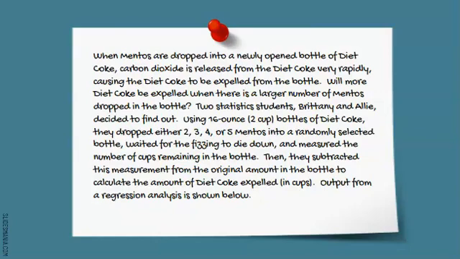Two stat students, Brittany and Allie, decided to find out. Using 16-ounce bottles of Diet Coke, they dropped 2, 3, 4, or 5 Mentos into a randomly selected bottle, waited for the fizzing to die down, and then measured the amount of cups remaining in the bottle. When they subtracted this measurement from the original amount in the bottle to calculate the amount of Diet Coke expelled in cups. So output from the regression analysis is shown. So it gives you a lot of information.